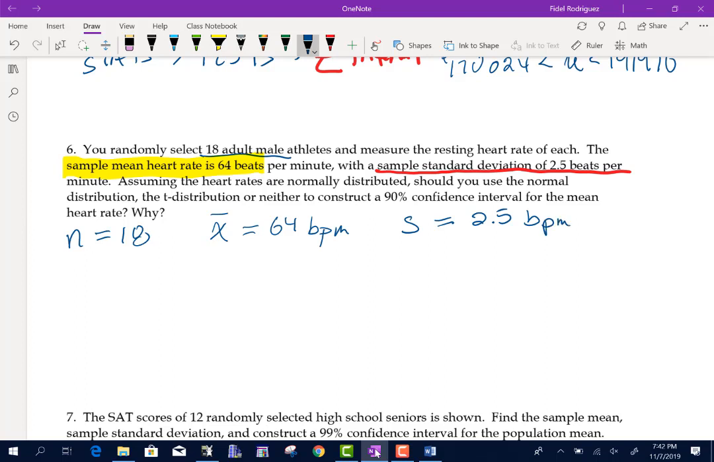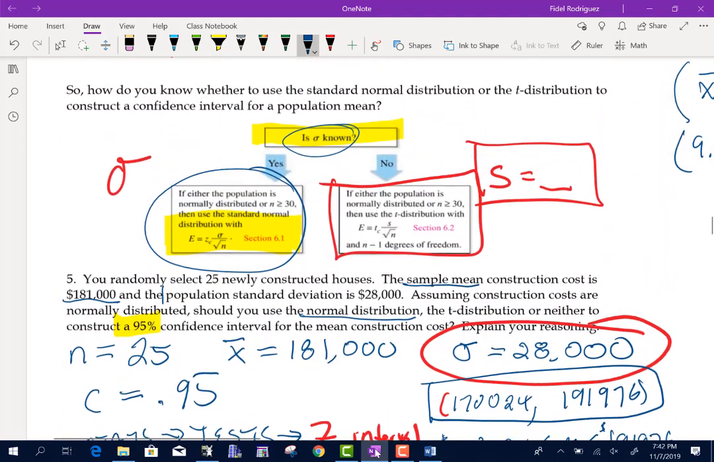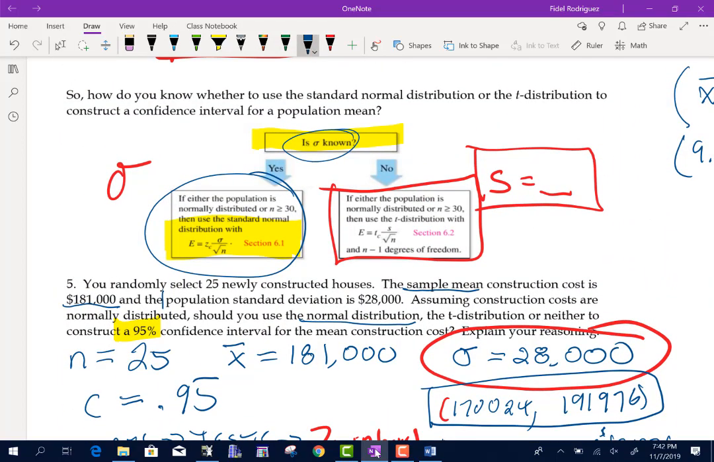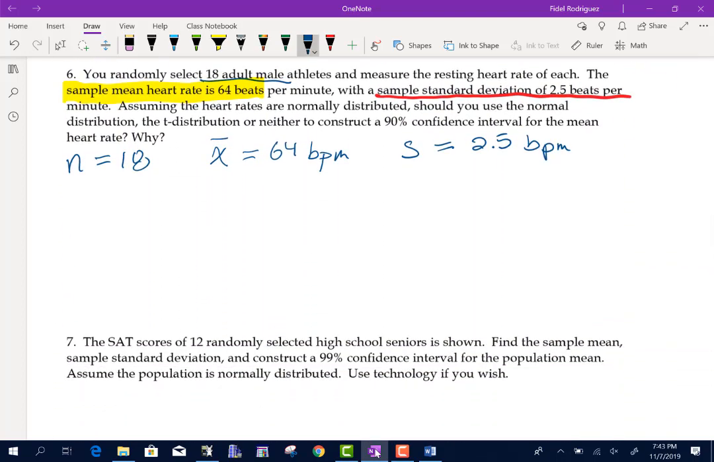Assuming the heart rates are normally distributed, should we use the normal distribution, the t distribution, or neither? So if I come back to this problem here, did we know our sigma? No, but we knew which letter? We used the letter S, right? So guys, when we have the letter S, we're going to use which distribution? The t distribution, right? Okay, so this is going to be a t distribution.